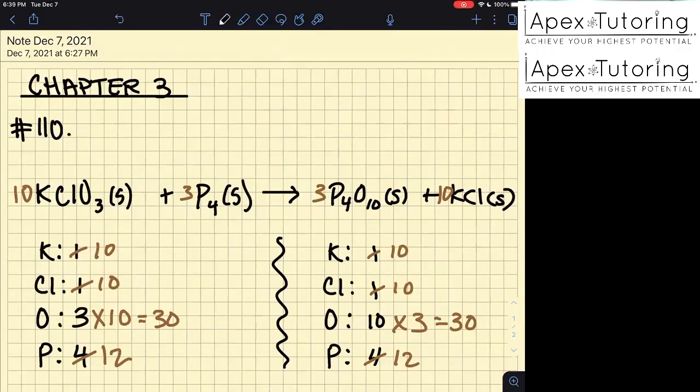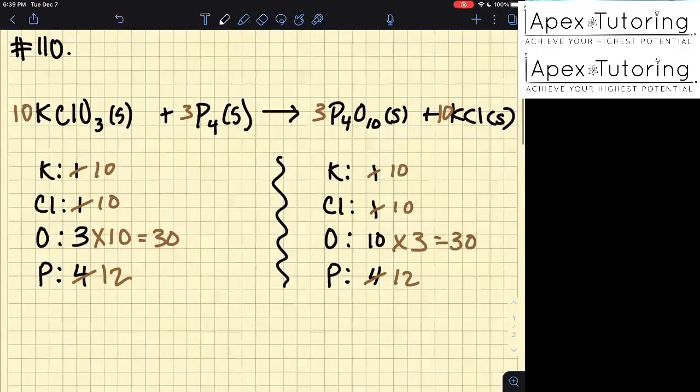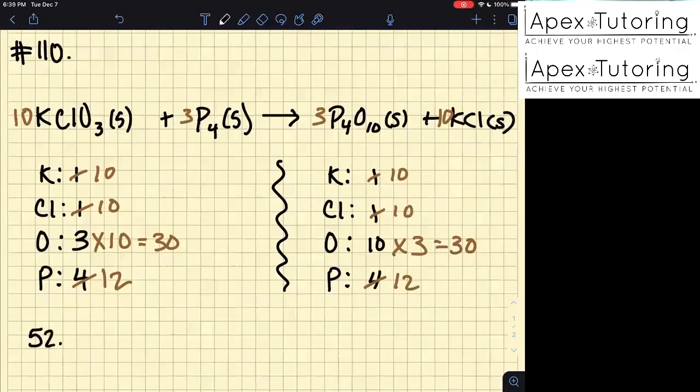And now it says that the reaction between potassium chlorate and red phosphorus takes place when you strike a match on a matchbox. If you were to react 52.9 grams of potassium chlorate, so that's KClO3, with excess red phosphorus, what mass of tetraphosphorus decoxide, that's a mouthful, P4O10, could be produced?